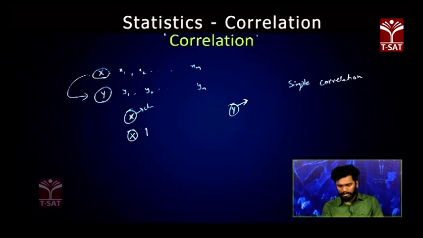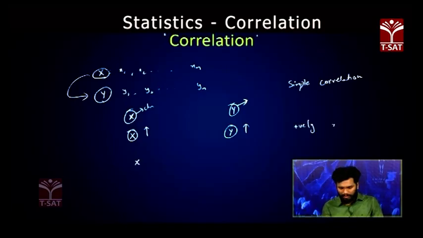Now, if the random variable x is increasing, and the random variable y also increases with respect to x, that is, the change in the random variable x is in increasing order and the random variable y also follows the same increasing order, then we say that they are positively correlated.